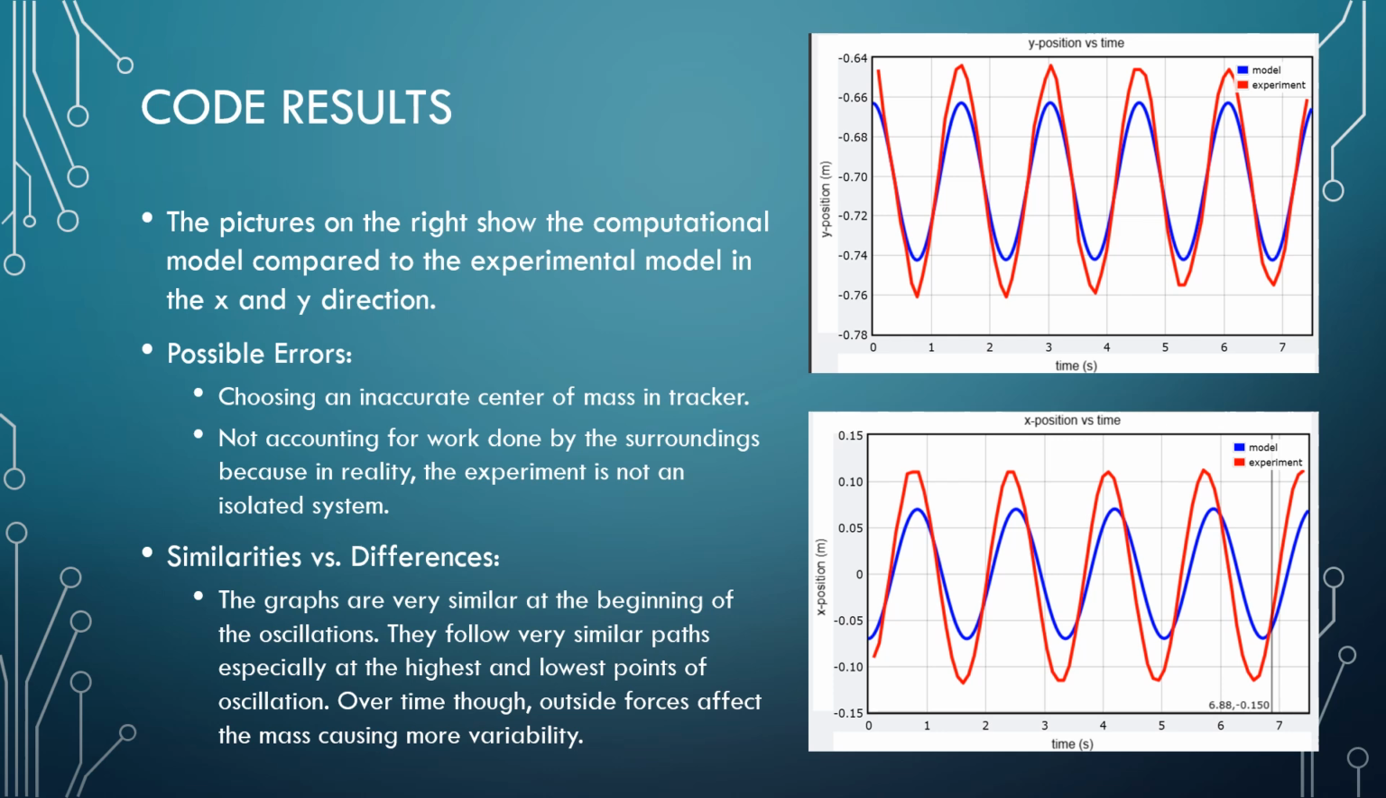And then some similarities and differences between the graphs are, the graphs are very similar at the beginning of the oscillations. They follow very similar paths, especially at the highest and lowest points. But over time, outside forces affect the mass, causing more variability.